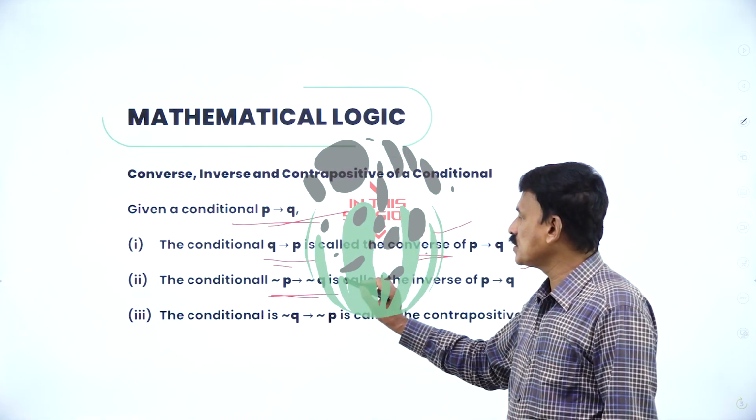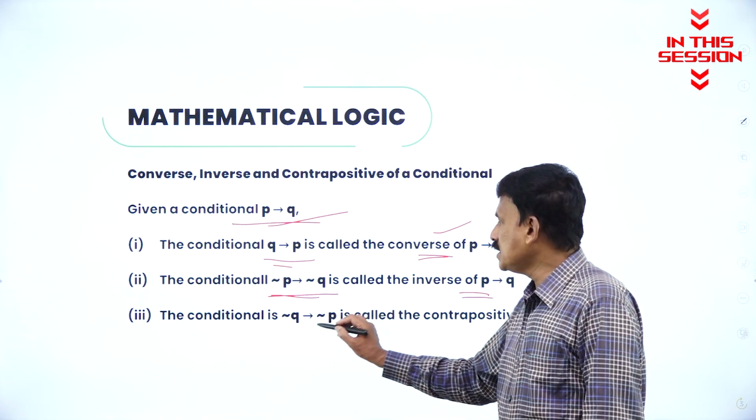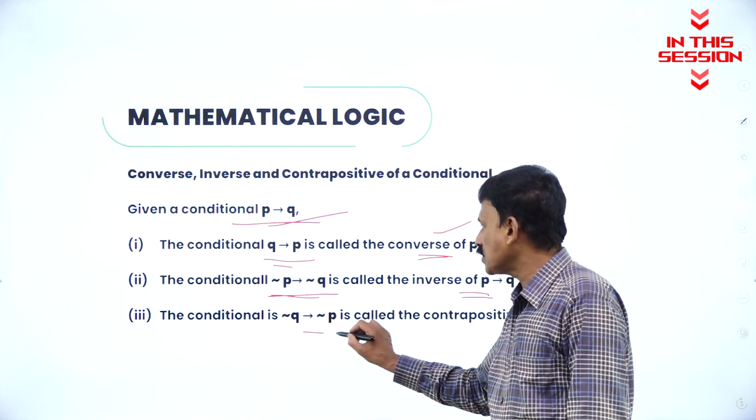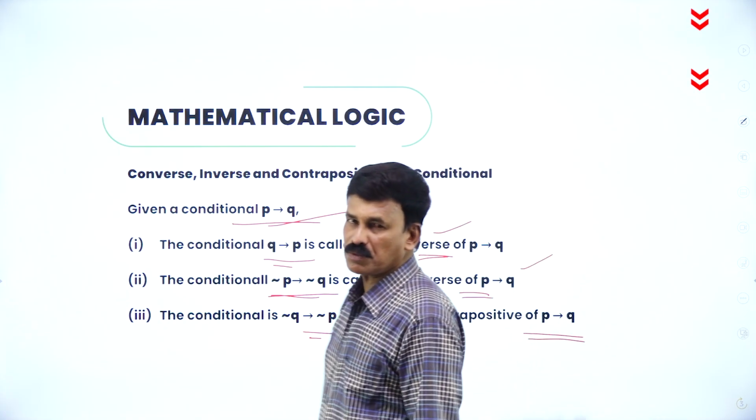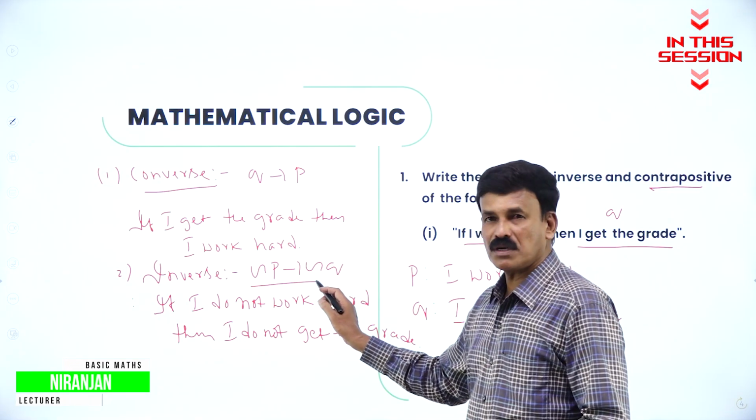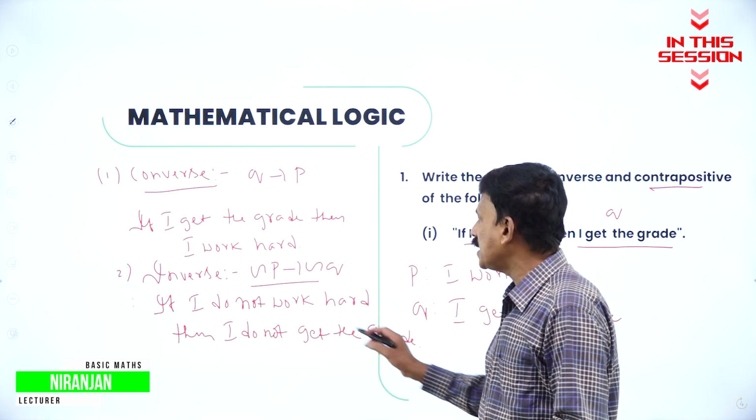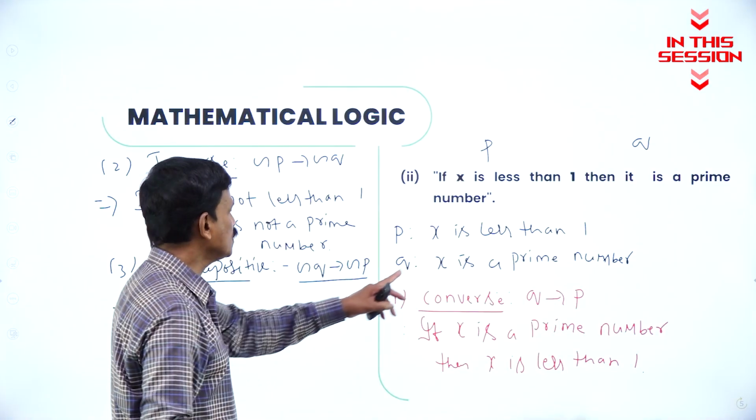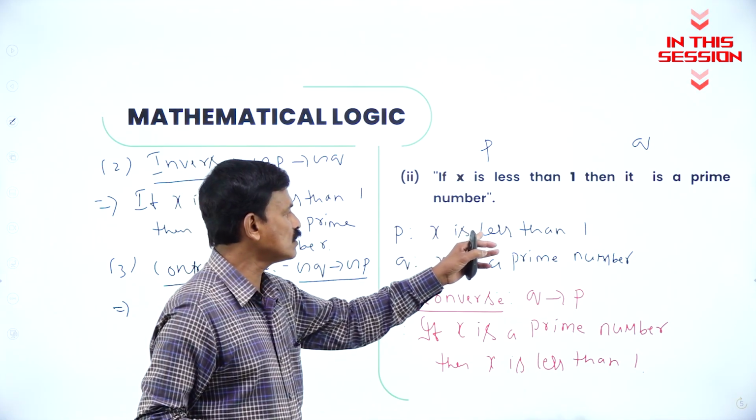Negation P conditional to negation Q is called the inverse, and the conditional negation Q conditional to negation P is called the contrapositive of the given conditional statement P conditional to Q. What is the contrapositive? Contrapositive is nothing but negation of Q conditional to negation P. That means if I do not get the grade, then I do not work hard. Negation of Q is X is not a prime number. Negation of P is X is not less than 1.